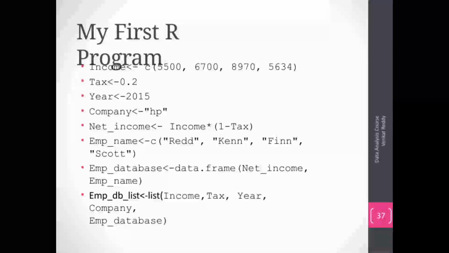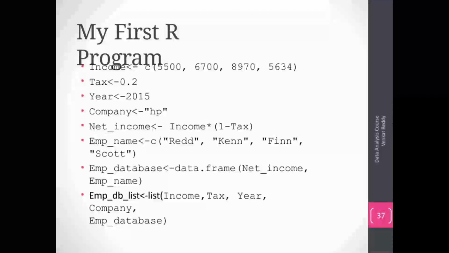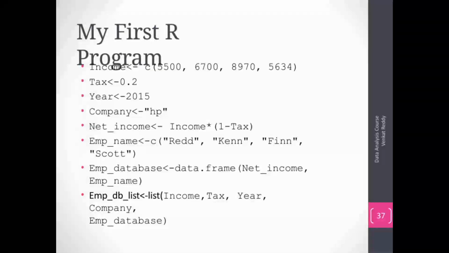The key point here is how we calculate net income by multiplying each income value by 1 minus tax. So, net income = income * (1 - tax). This simple calculation adjusts the gross income to reflect what remains after taxes. We then create a small employee database with their names, emp_name <- c(Red, Ken, Finn, Scott). Using this, we assemble a data frame called emp_database that combines the net income and employee names.